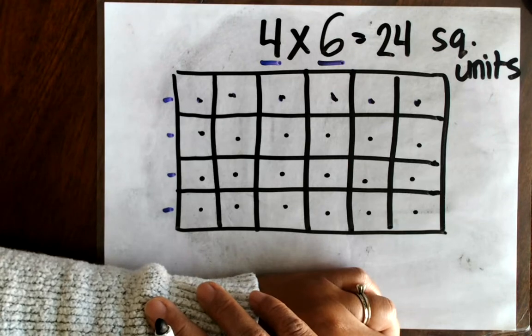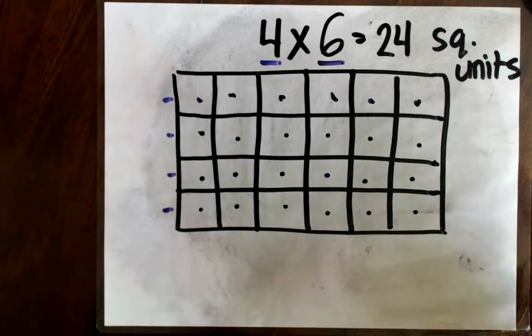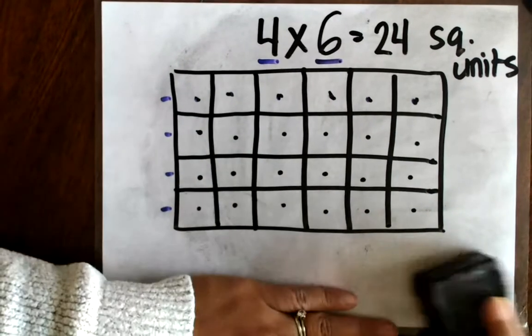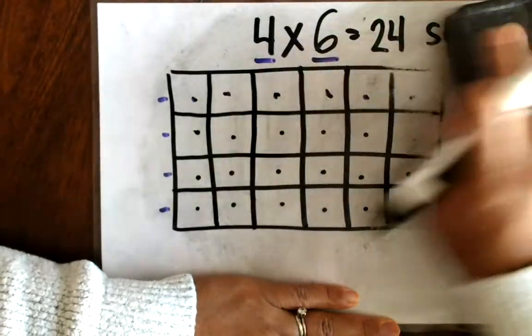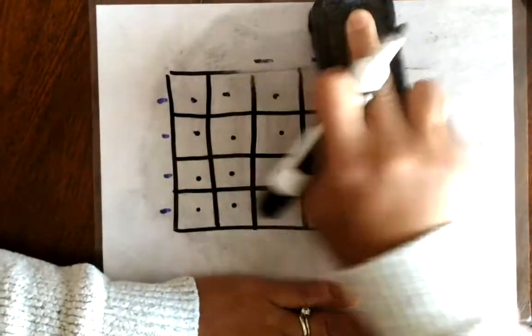So let's try another one. It's easy, right? Let's try another. Just like an array.